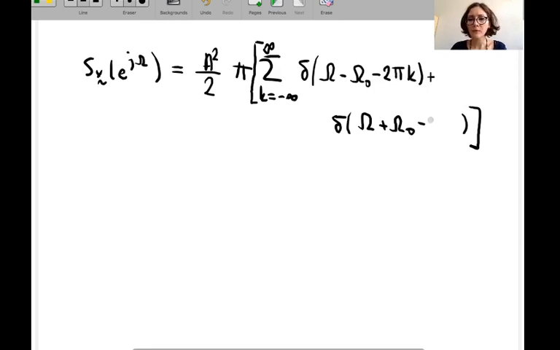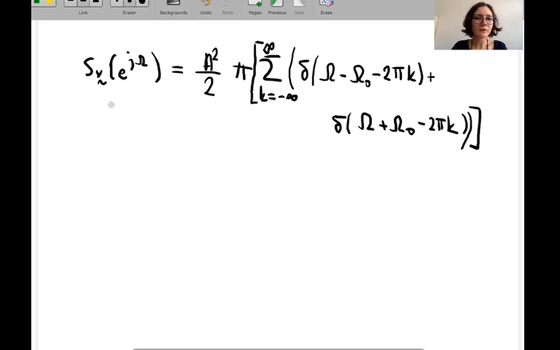And also that one we repeated every 2 pi k frequency intervals. So this is the expression that we obtain for the DTFT of the autocorrelation function, so the power spectral density of this discrete time random process. Observe the properties of this power spectral density. It's a real function, it's non-negative, and it's also an even function because the impulses have this symmetry.